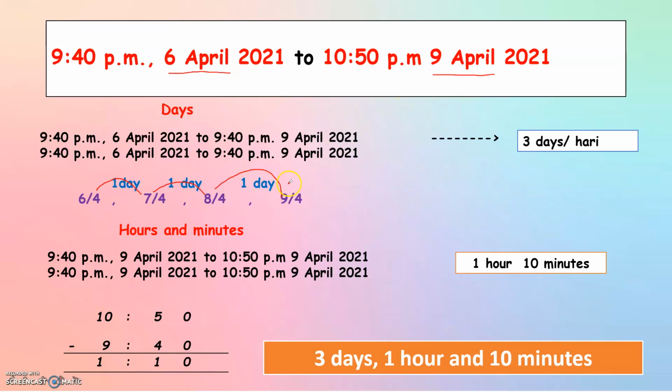And then we will find the hours and minutes. From 9:40 p.m. on 9th April to 10:50 p.m. on 9th April. So 10:50 minus 9:40, we will get 1 hour and 10 minutes. The answer will be 3 days, 1 hour and 10 minutes.